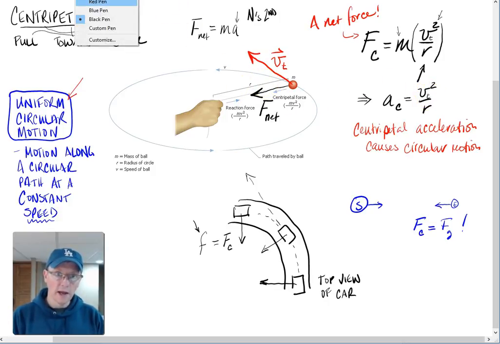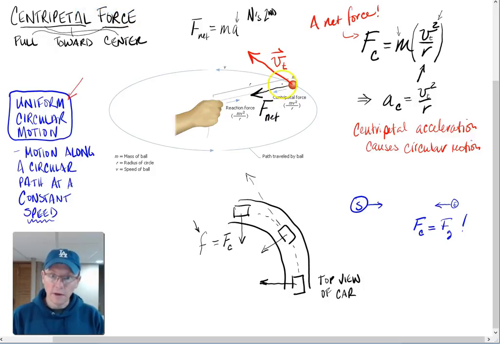What direction does that act? The net force produces a net acceleration always in exactly the same direction. And so they both act towards the center of the circle. Hopefully that makes sense. And technically it's the centripetal acceleration that causes the motion, and this is what causes the centripetal acceleration.